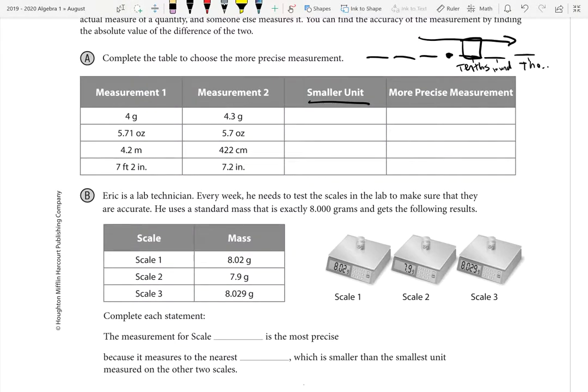Just like I mentioned in my first example with 3 and 3.3, this person has gone to a little bit more detail to say 4.3 rather than just 4. So the smaller unit is the tenths place. We should really write it like this: 0.1, tenths place. Okay. So the more precise measurement is therefore the 4.3 grams because it went to the tenths place.